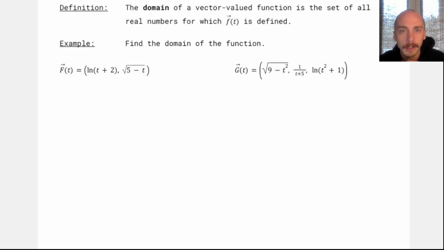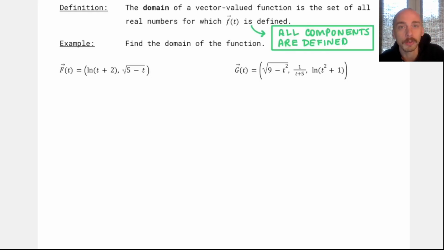Now, the domain of one of these vector-valued functions is going to be the set of all real numbers t for which f of t is defined. When we say f of t is defined, it means that all of the components are defined, in the sense that none of them are undefined because of division by zero, or square root of a negative number, or log of a number that isn't positive, or something like that. So let's work a couple of examples: find the domain of the function.